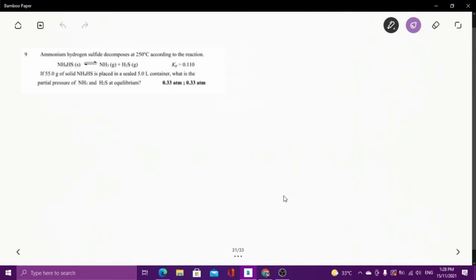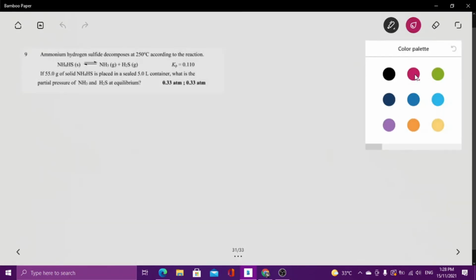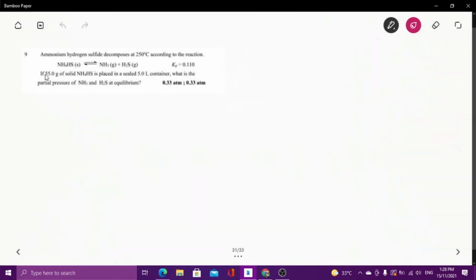Okay, so soalan ni is a bit tricky. Dia cuba nak trick korang dengan dia bagi the value of mass of solid NH4HS. Okay, tapi harus diingat bila kita involve equilibrium, so the concentration ataupun the mass of solid ke apa ke ni, kita tak consider, kita boleh abaikan ke tepi, letak tepi. Okay, so anda sekarang ni nak dapatkan what is the partial pressure of NH3 and H2S at equilibrium.